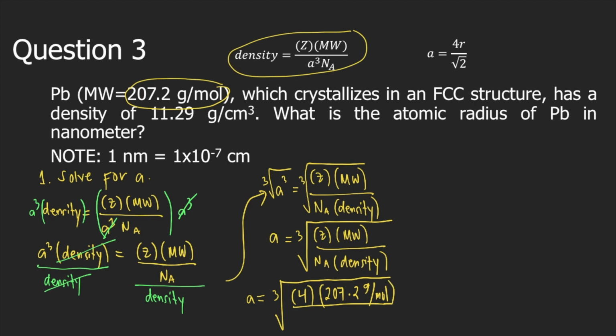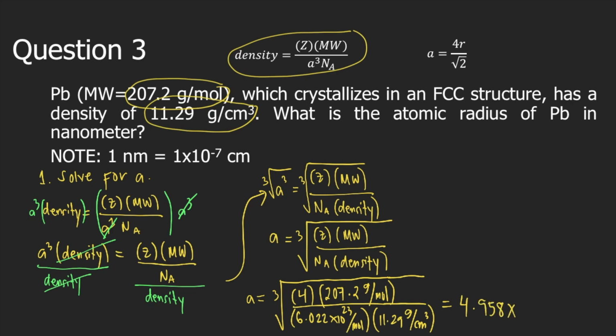Divided by Avogadro's number, 6.022 times 10 raised to 23 per mole, times the density, which is 11.29 grams per cubic centimeters. And if you solve this in your calculator, you will get the value of A, which is equal to 4.958 times 10 raised to negative 8, and the unit would be centimeters.